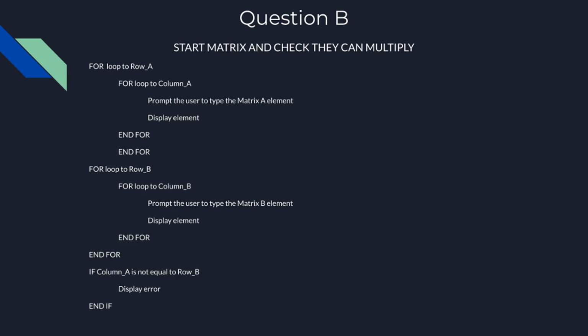This is to check that they can multiply. If you see the rules for multiplying matrices, the columns of matrix A have to be equal to the row number of matrix B. So this if condition is basically saying column A is not equal to row B. It will display an error, and then you can see I ended the if condition.